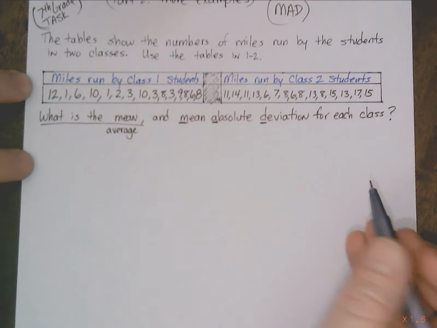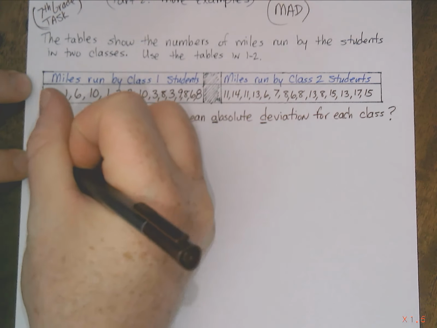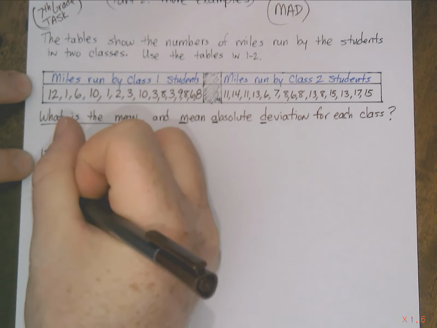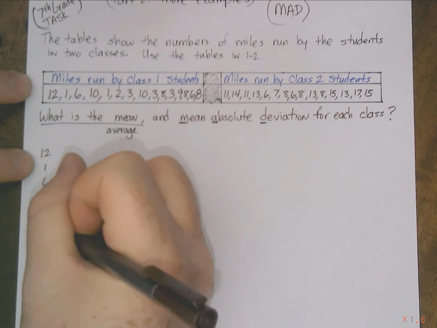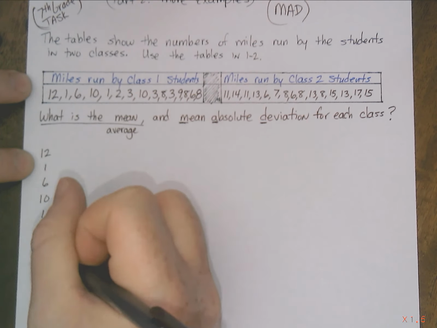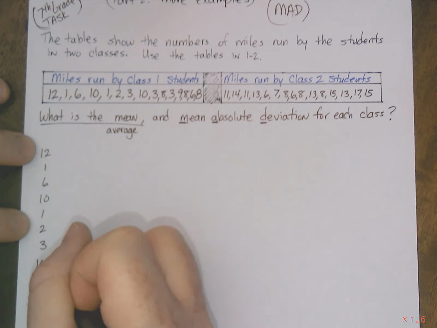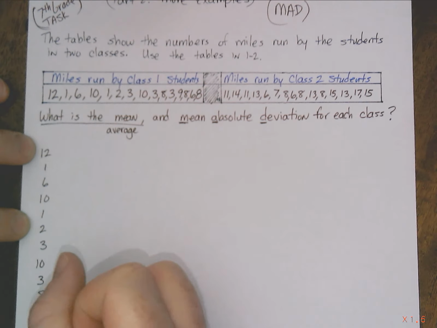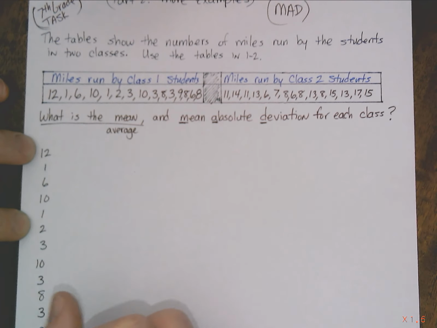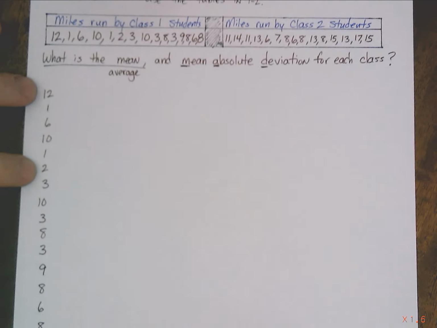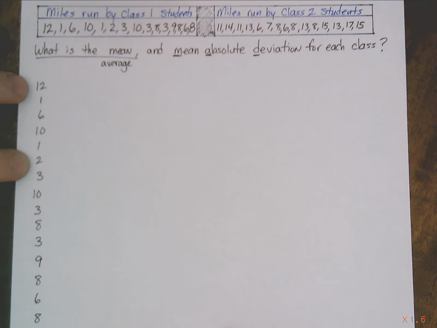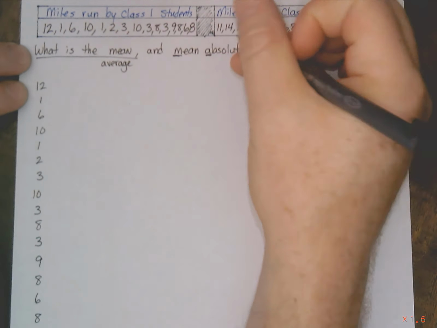There's a lot of little work that you have to do to get the actual answer you're looking for. All right, so I'm going to list out all these numbers, and the reason I'm doing that is because I have to use them again a little bit later. Okay, so I wrote them all out. That's just for class 1 students. We're going to add them all up, and divide by how many we have. We're going to do the same thing over here for this class.